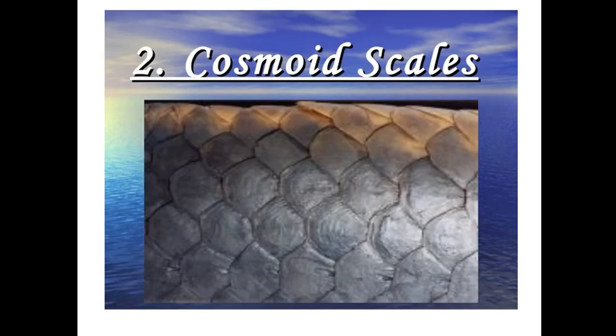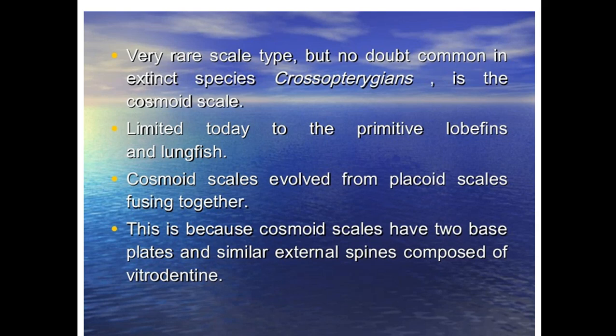See, these are the cosmoid scales, how they appear. It looks as if tiles are fitted on the floor. This is a very rare scale type, but common in some of the extinct fishes, Crossopterygians. Today these cosmoid scales are found in the primitive lobe fins and lungfishes only. It has been said that the cosmoid scales evolved from the placoid scales fusing together.